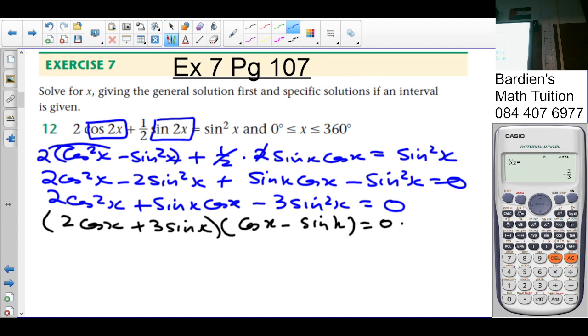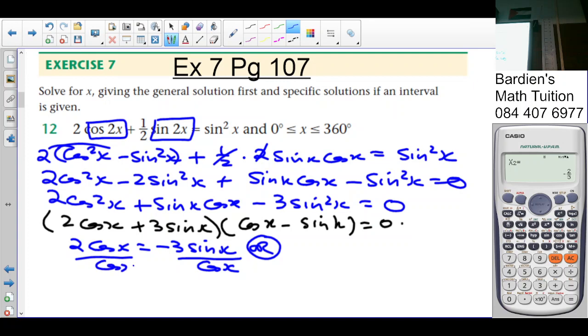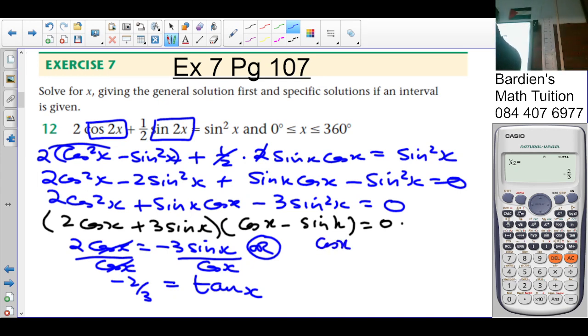So again, we let 2 cos x plus 3 sine x equals 0. So you're going to get 2 cos x is equal to negative 3 sine x. Sine over cos is tan. So there I have tan, divided by negative 3 on both sides. So it's going to be negative 2 over 3. On the other end, we are going to have cos of x minus sine of x equal to 0. So cos of x equal to sine of x. Sine over cos is tan.